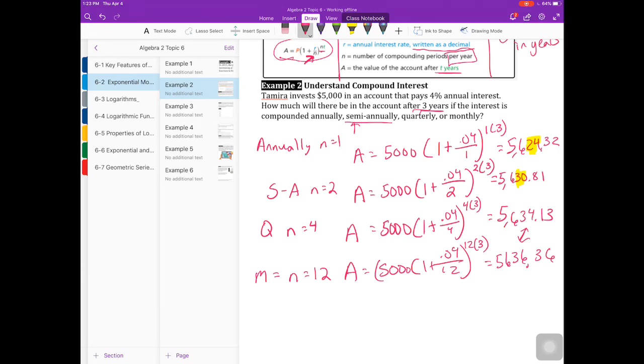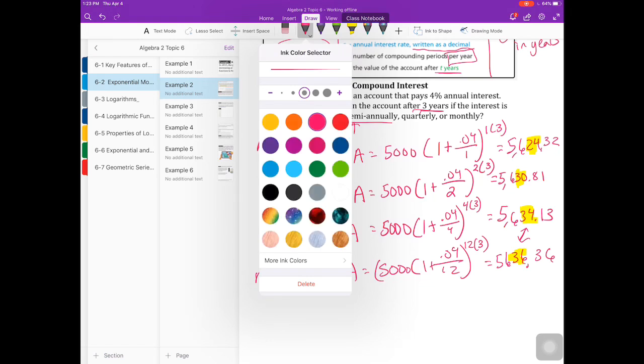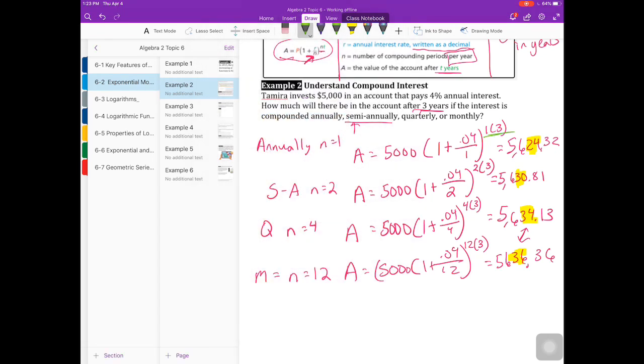So not as big of a difference between these two, which is kind of interesting. That is something to notice. So you definitely want your interest to be compounded more often, because if you look at your exponents, the exponent here is just 3, but here it's 6, here it's 12, and here it's 36. So the larger that exponent is, the faster that your money is going to grow.